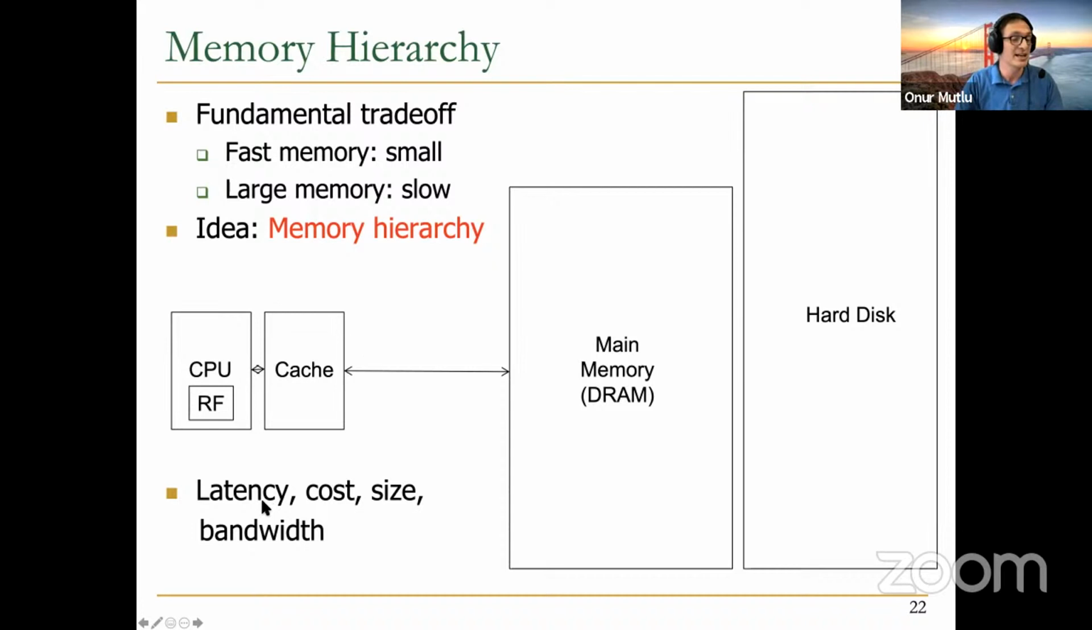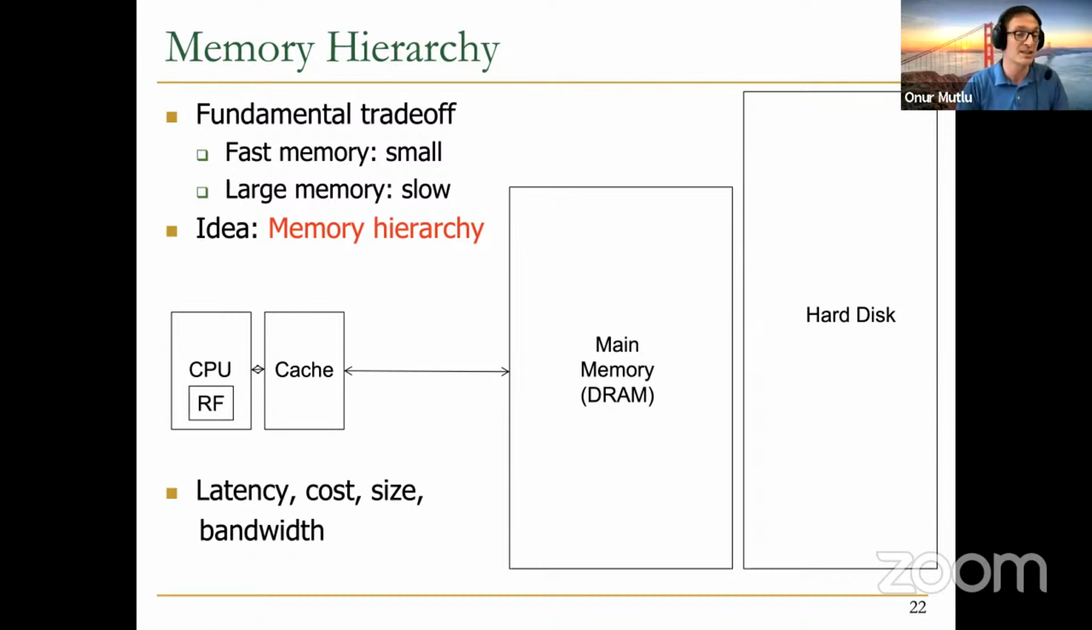And there are clearly many trade-offs. Latency, for example, increases as you go from left to right. Cost reduces as you go from left to right. So register files are very costly. That's why we have small of them. Size, or capacity, increases as you go from left to right. Bandwidth reduces as you go from left to right. You have very high bandwidth access to register files and then to caches, but your bandwidth to main memory is lower because you have to go off chip.